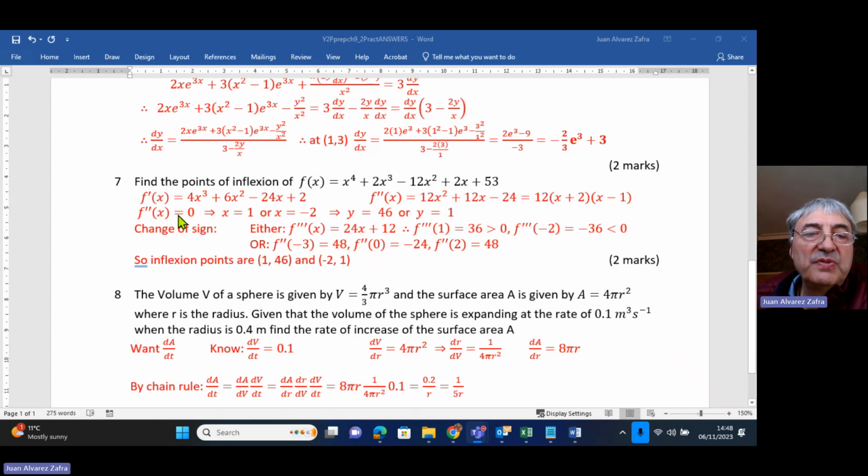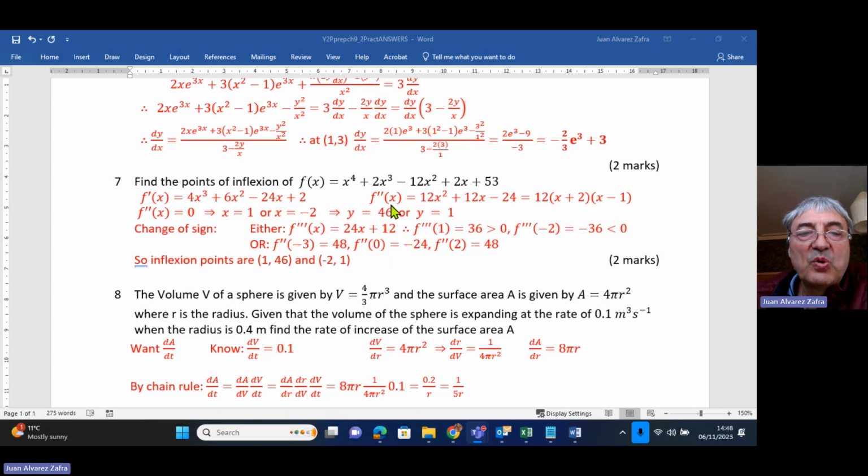Question 7. To find the point of inflection of a curve, we first of all need to find out when the second derivative of the curve is 0. This gives us candidates for points of inflection. So differentiating once, we get f'(x), and then using Lagrange's notation, f''(x), and we find when the second derivative is 0. In this case, we get a quadratic, which has two solutions, x equals 1 and x equals minus 2.